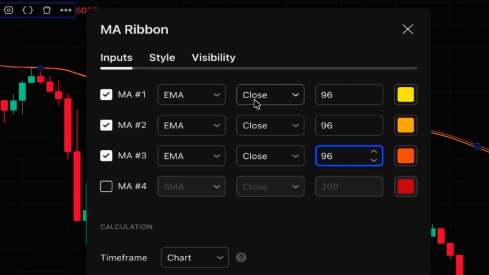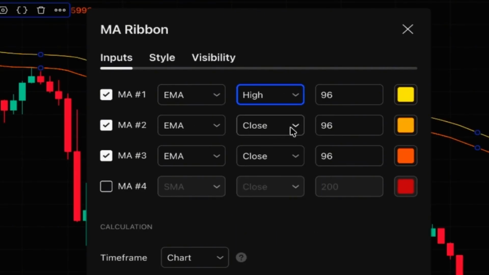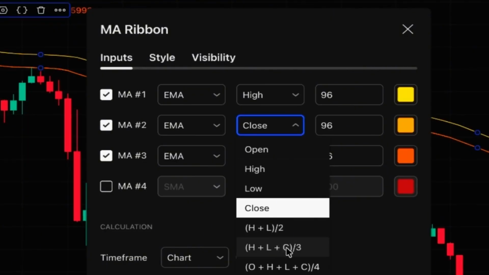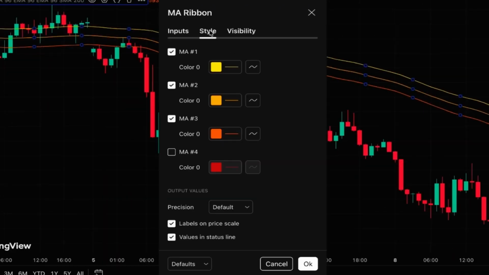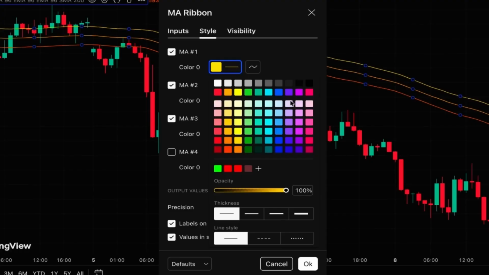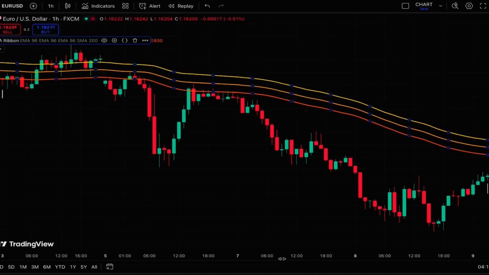For the first EMA, the source of calculation should be set at high. For the second EMA, it should be set at HLC3, and for the third moving average, it should be set at low. And finally, we go to the Style tab, and we increase the thickness of the moving average lines, so they will be better visible on our price chart.